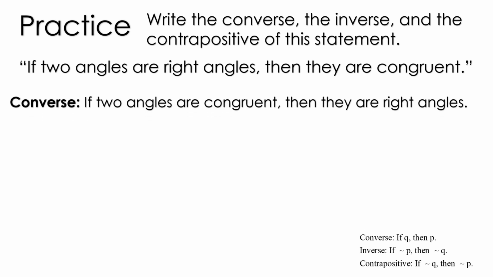Okay, here is our answer. If two angles are congruent, then they are right angles. All right, now write the inverse. If not P, then not Q.